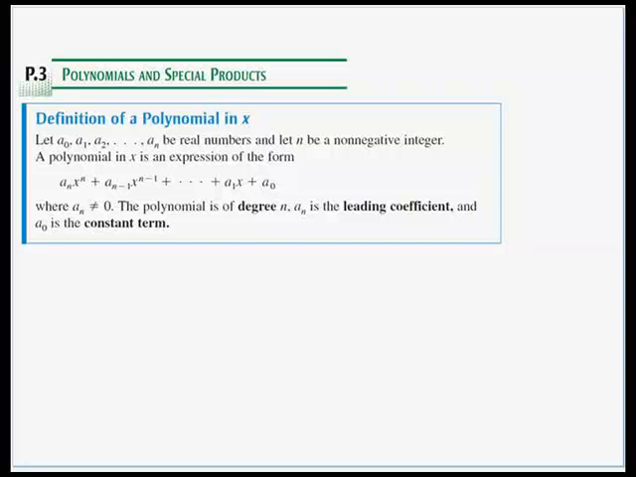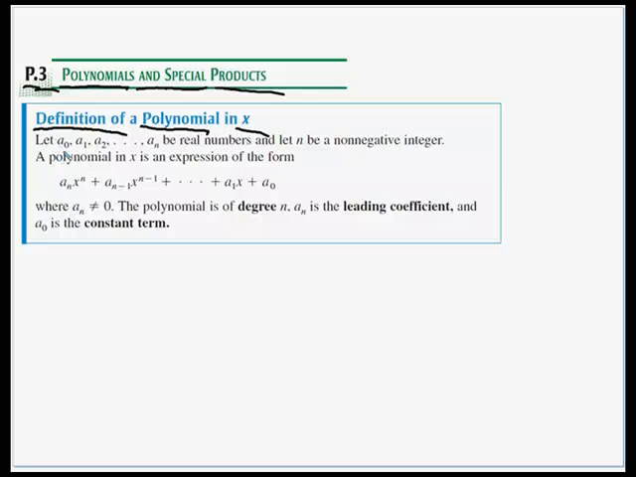In this video, we're going to continue the preliminary chapter, Chapter P. This is Section 3, and the topic is polynomials and special products. So if you remember the FOIL method and some of those tricks, we're going to be seeing those a little bit later. But first, it's our official book definition of a polynomial in the variable x.